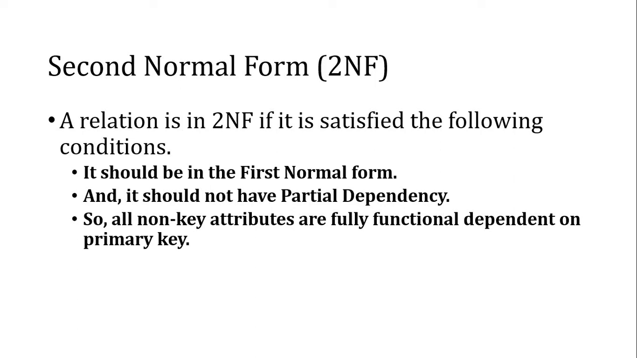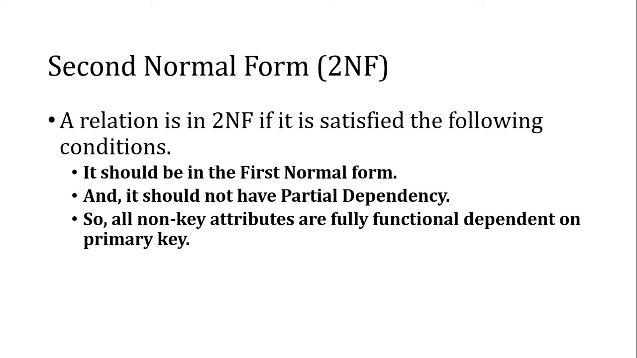So all non-key attributes are fully functionally dependent on the primary key. In a table, there might be different types of data, different types of columns, but all the attributes should be dependent on the primary key. So the primary key will be the determinant and the other attributes will be the objects of the determinant.